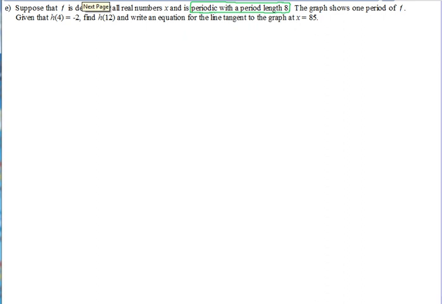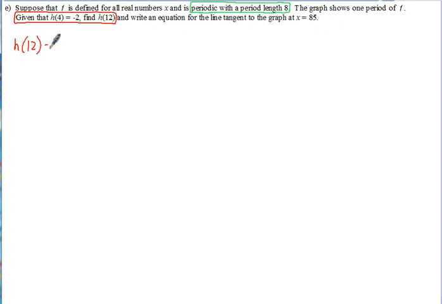So it says first, given that h of 4 is -2, find h of 12. So let's start with that part. So when you have a point on the original function, you're looking for another point, but we don't know the equation, we have the first derivative information of that. That's one of those initial plus change problems.